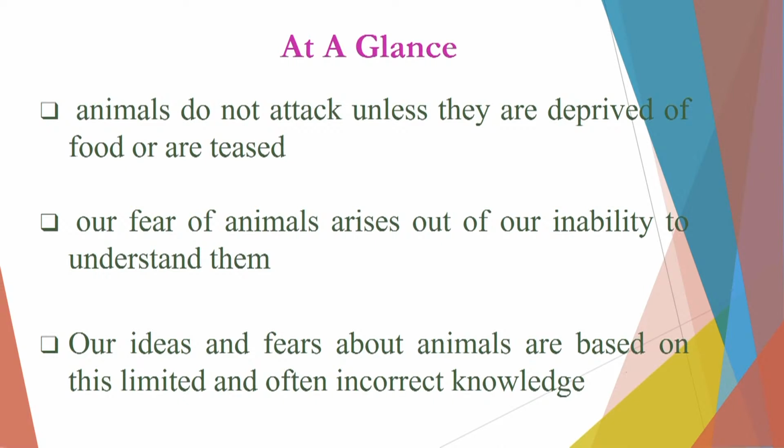Next, we will have a relook at the story at a glance. So we can learn from this story that animals do not attack unless they are deprived of food or are teased. Next, our fear of animals arises out of our inability to understand them. Finally, our ideas and fears about animals are based on limited and often incorrect knowledge, right? That's what we have learned from this story, A Tiger Comes to Town, part A and part B by R.K. Narayan.